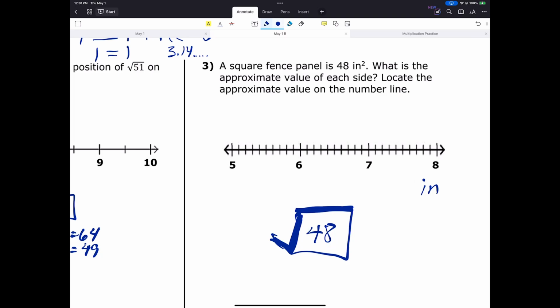And if you know your multiplication facts pretty good, then you can start with maybe something close to 7, right? 7 times 7 gives me 49. Hey, is that pretty close to 48? Yeah, but 7 times 7 is 49, which would be too big. So if I put it at 7, it's too big. But it's got to be close to 7, does it not? Because we're looking for 48. So my actual answer has to be just a little bit less than 7. It's got to be 6 point something.